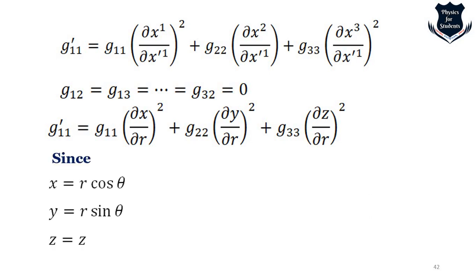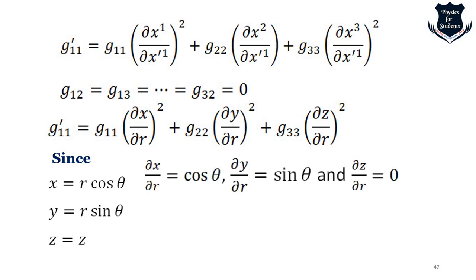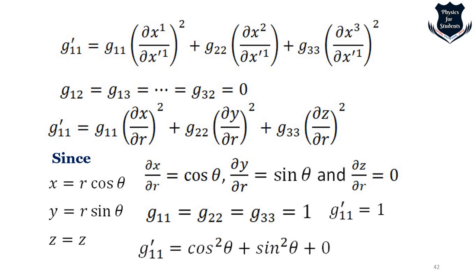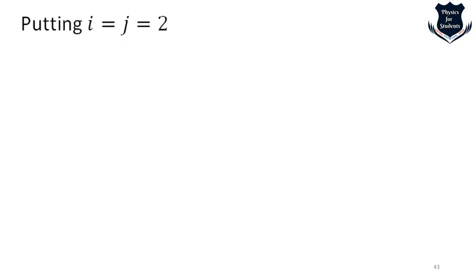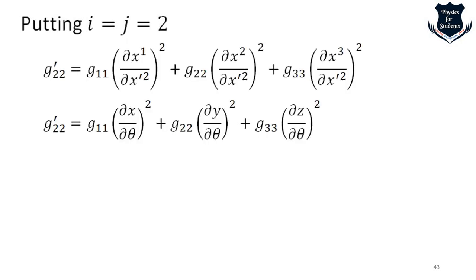Now since x equals r cos theta, y equals r sin theta, and z equals z, putting these values we get this, right? And because this equals 1 and g prime 11 also equals 1, we get the value of g prime 11 as cos square theta plus sin square theta plus 0. That's quite simple. So we are still continuing with the value of 1. Then we put the value as 2. So what we see is this one, right? You can check the calculations; I have tried to make it as accurate as possible.